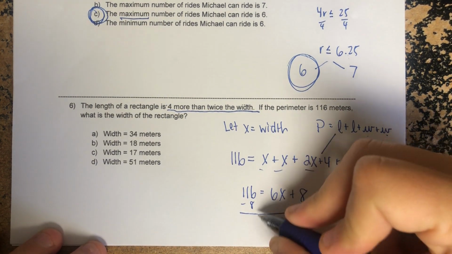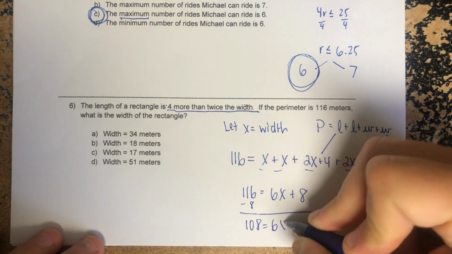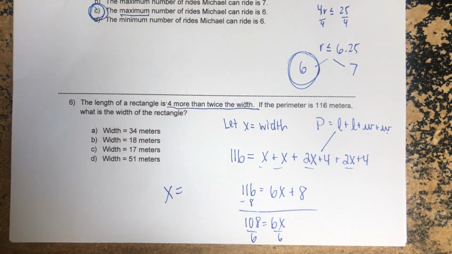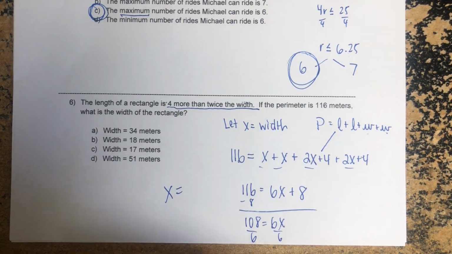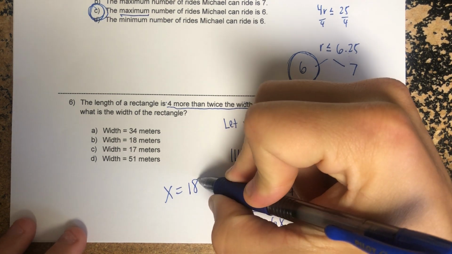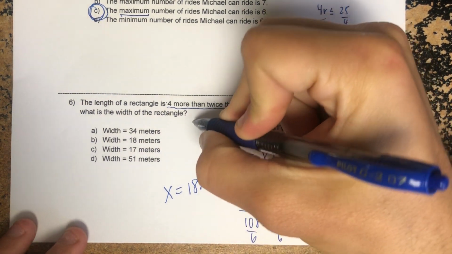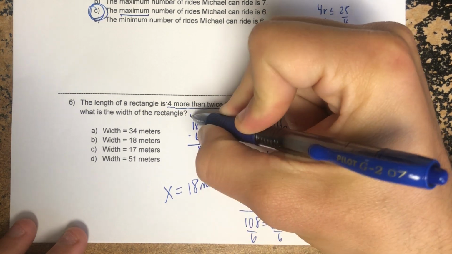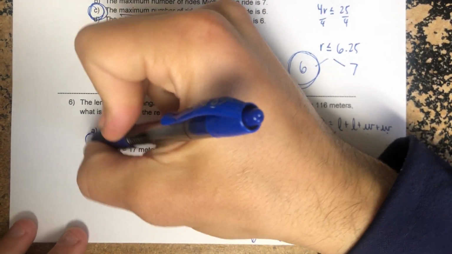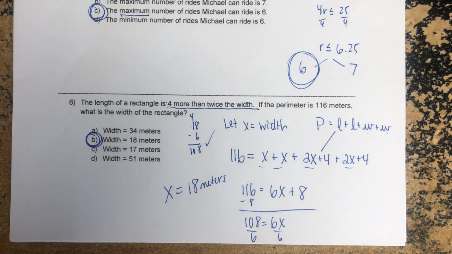Subtract the 8. 108 is equal to 6x. Well, then we'd have to divide by 6, and hopefully you get one of those 4 numbers. 6 goes into 60 10 times, goes into 90 15 times. 16 is 96, 17 is 102, 18 would be 108. Just to make sure, 18 times 6, 48, 108, checks out, good to go. That means that the width would have been 18 meters.